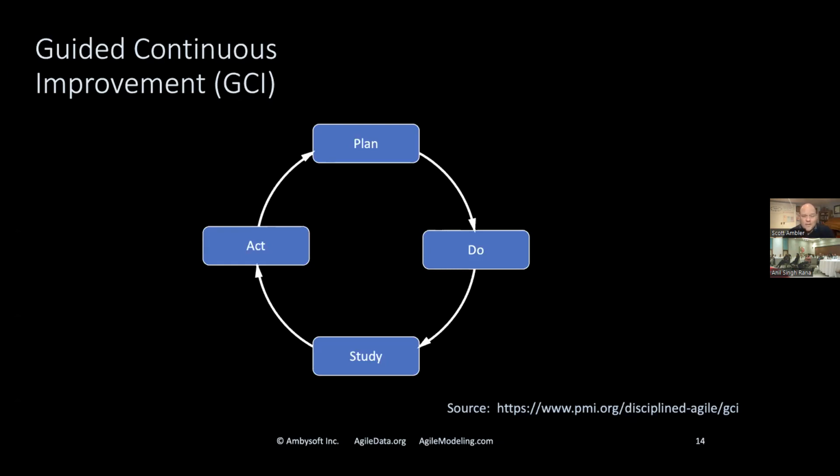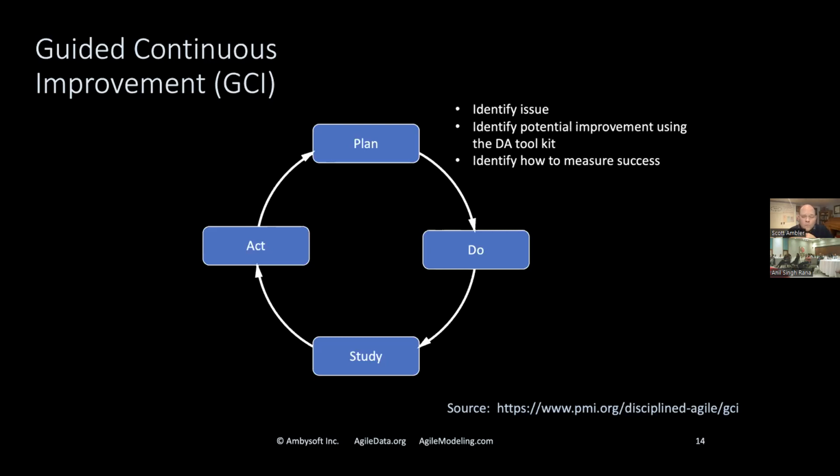PDSA is an improvement over PDCA for those of you who are process historians. But anyways, we identified a way to improve upon PDSA, and here's what we do. When we're in the process of planning, you want to identify an issue, and instead of just making stuff up, guessing how we should try to solve this problem, we can go to the toolkit.